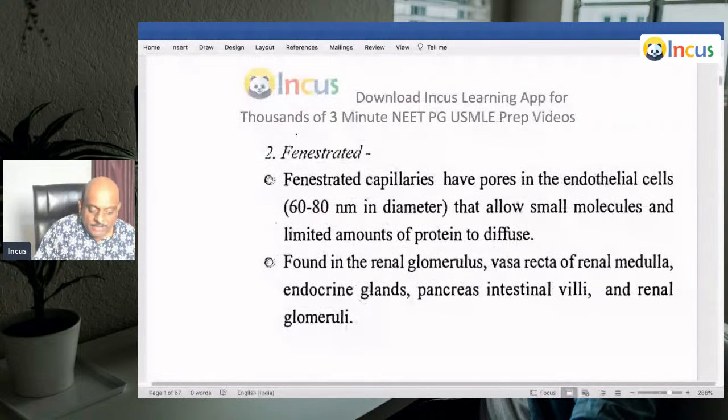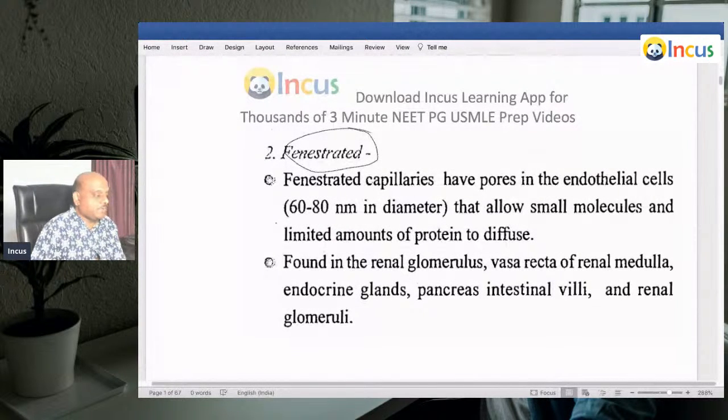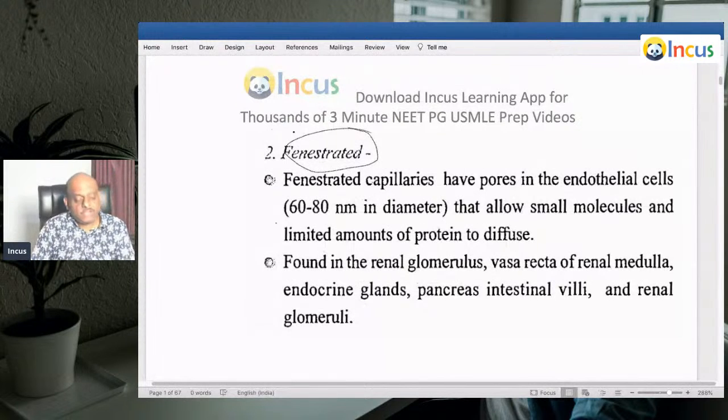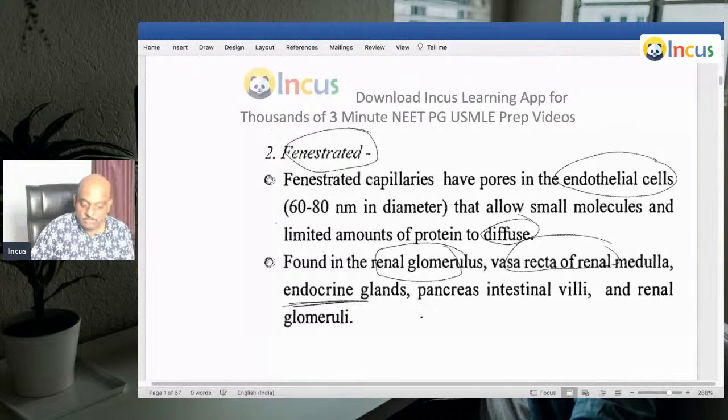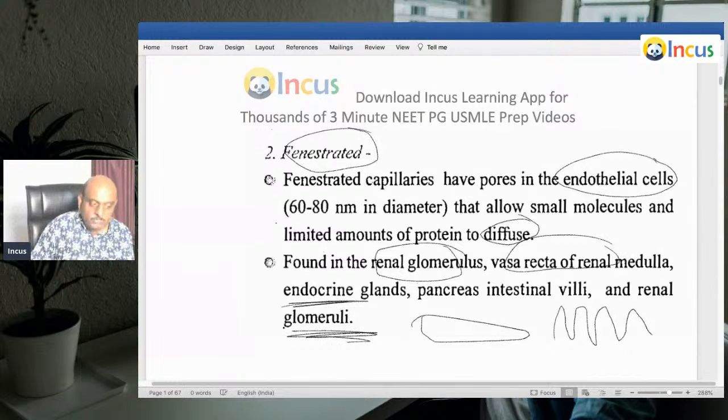Then fenestrated capillaries. What is the story about them? Fenestrated capillaries have pores in the endothelial cells, and that allows small molecules and small proteins to diffuse. So the renal glomerulus, vasa recta of the renal medulla, endocrine glands, similarly the pancreas, and intestinal villi are the classical locations of fenestrated capillaries, is what you need to remember.